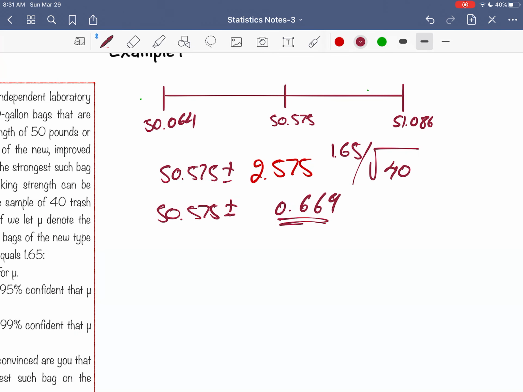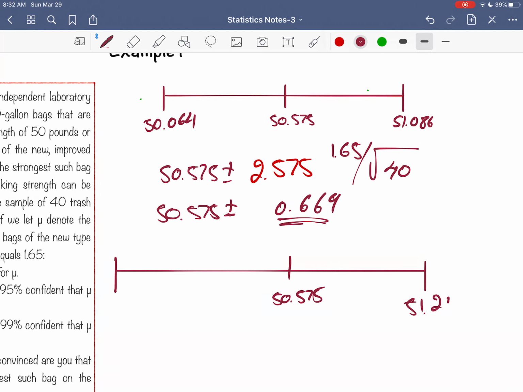And so if we're building this, we would have 50.575. The upper limit is going to be 51.247. And then the lower limit will be 49.903. So it is with 99% confidence that we believe the real average is somewhere between 51.247 and 49.903.